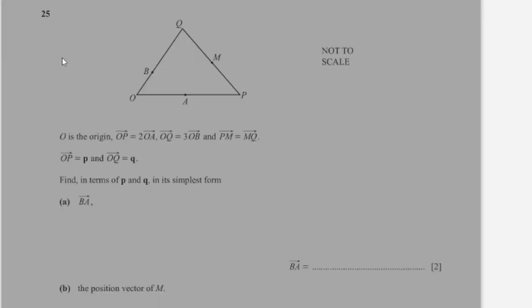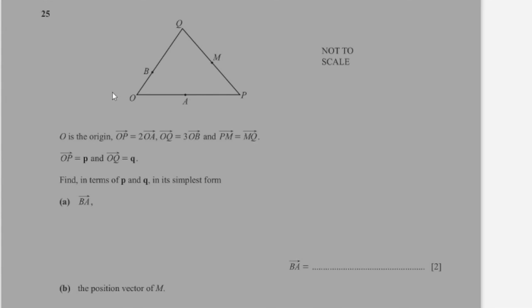Question number 25. O is the origin. OP is equal to 2OA. OQ is equal to 3OB and PM is equal to MQ. Find in terms of p and q, in its simplest form. Part A, BA. So we need to find B to A. We can go from B to O and then O to A.